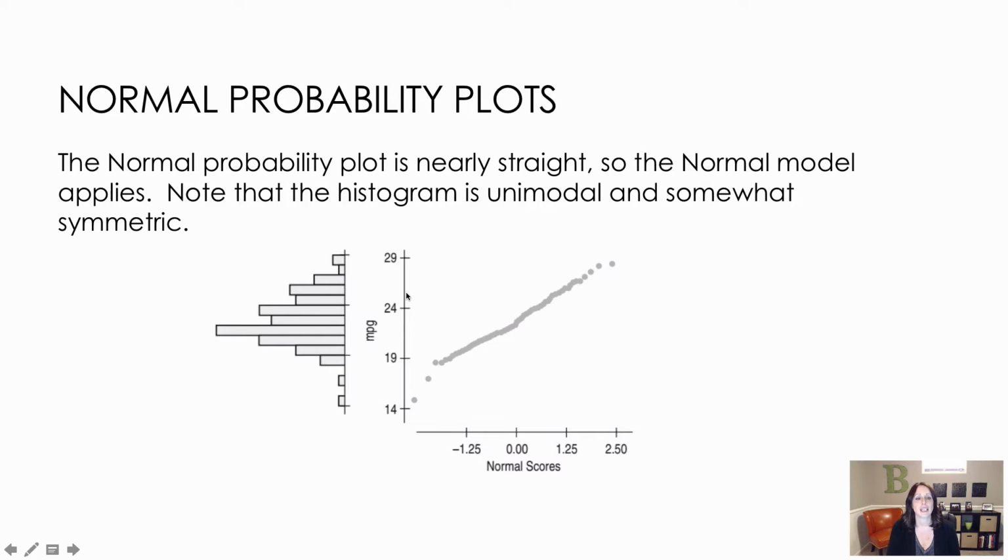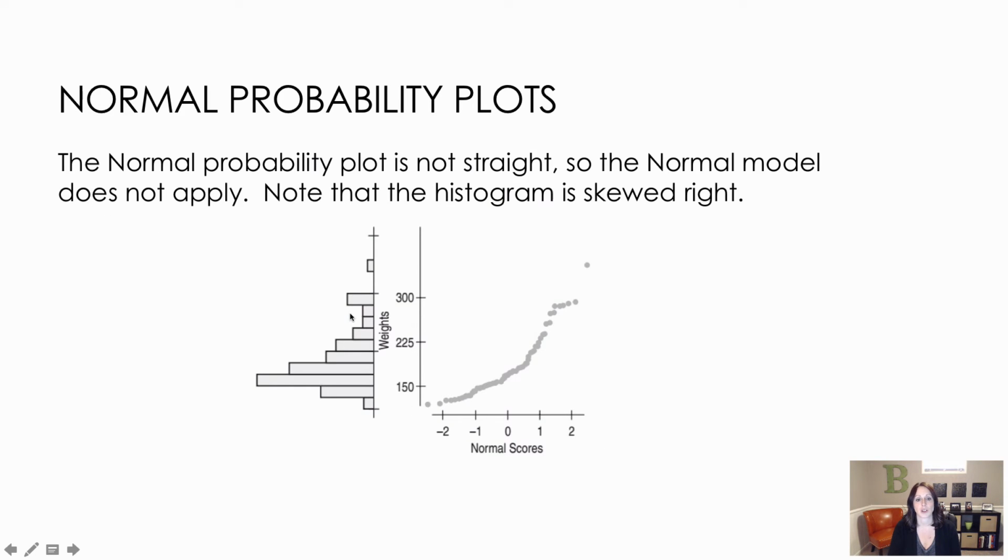So looking at this, this is a normal probability plot, and notice next to it I've shown you the histogram that it came from. Looking at this histogram, I would say, yeah, that looks like a normal model. Looking at the probability plot, again, what I'm looking for here is, am I looking at a straight line? And in this case, yes, I am. And so the straight line corresponds to the unimodal symmetric histogram.